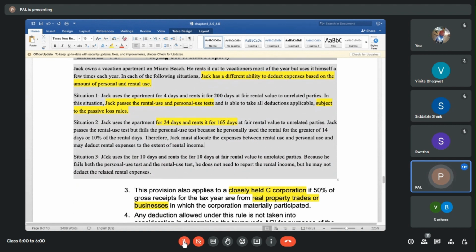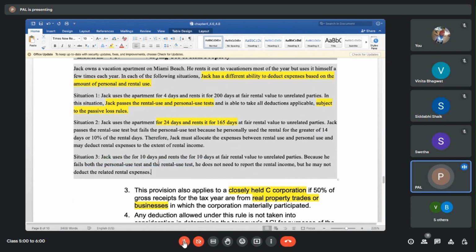Now there's situation 3. Jack is using it for 10 days. He's not using it for 14 days, not personally using it for 14 days. And he's renting it for 10 days. He's not even renting it for more than 14 days. 14 days is the number that we need to remember. So hardly has he used it for himself, for 10 days. Maybe for 10 days he just rented it out to some people. The rest of the time the apartment is completely vacant, just locked and unused. So he's failing both the personal use test and the rental use test.